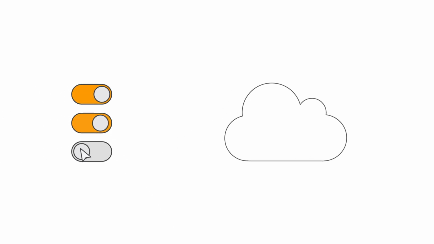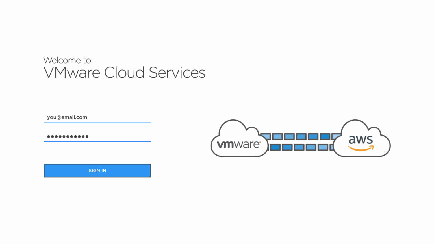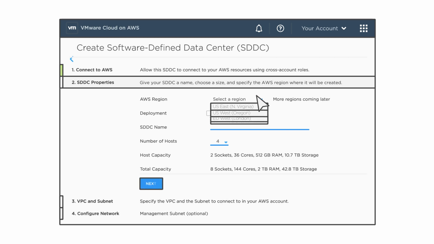And once it's deployed, you'll have a software-defined data center, or SDDC, running in a newly created AWS account managed by VMware. Here's how you do it. After signing up for VMware Cloud on AWS and signing in, you create a cross-account role. This role connects your new VMware Cloud account to a new Amazon Virtual Private Cloud, or VPC, on your AWS account. Once they're connected, VMware leads you through setting the properties of your SDDC stack.